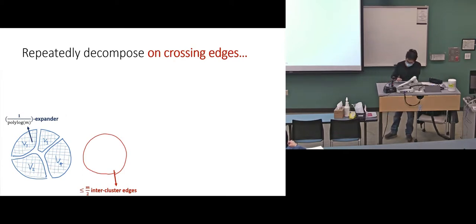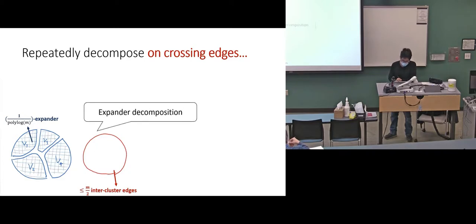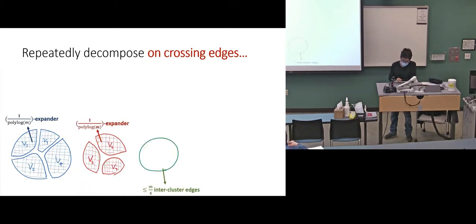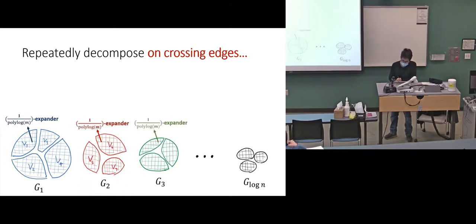So you create a graph of size half, reapply expander decomposition, and do it again and again. You know that you will stop at some point just because the graph size halves every time. So there are going to be at most log n levels, not more than that.